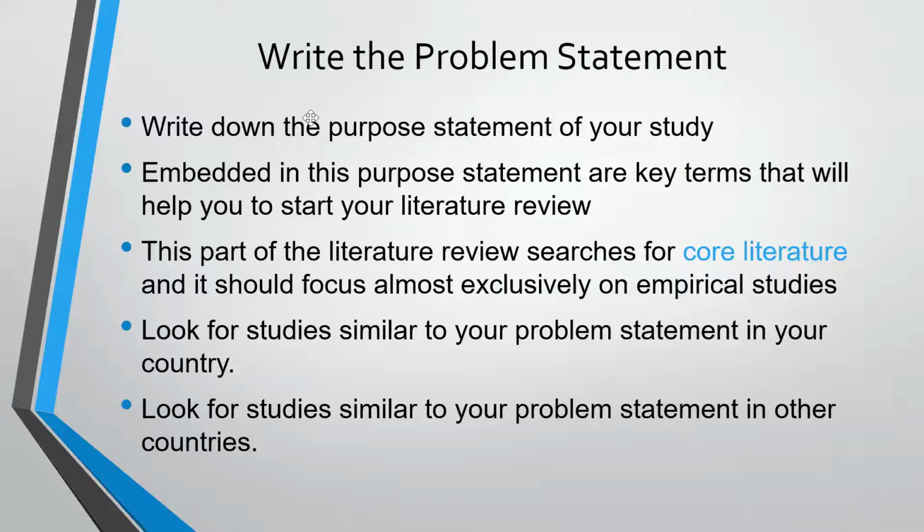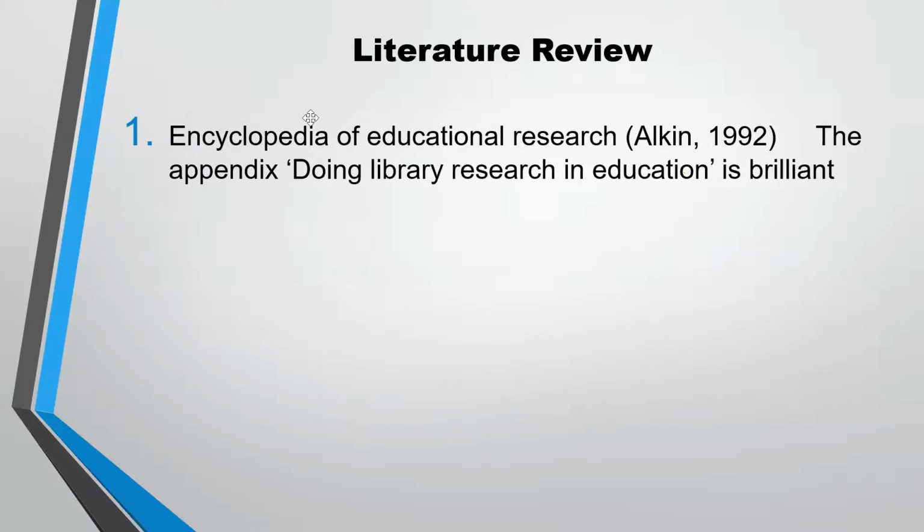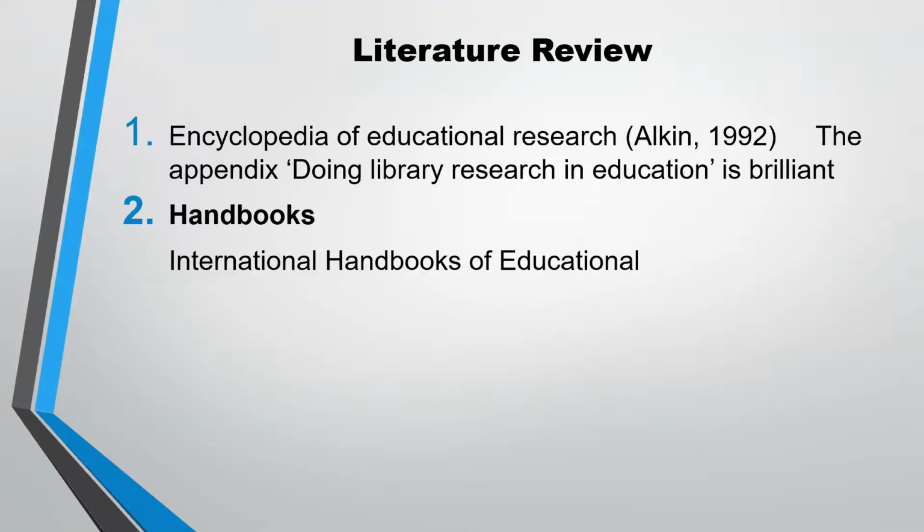For example, in the Philippines, Thailand, United States, or European countries. And then about literature review, you can use the encyclopedia of educational research. From the encyclopedia, we can grasp many keywords about what is the problem of our research. And then the second, we can use international handbooks of educational research to understand what is our problem.